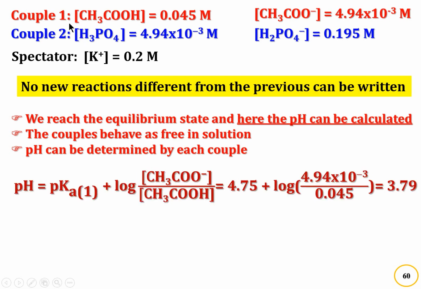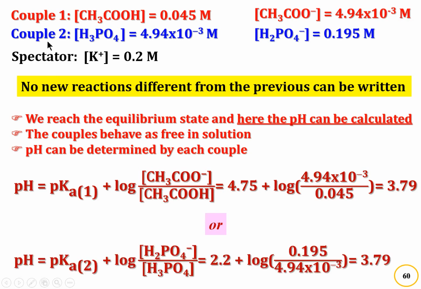If we use, for example, couple 1, we apply the Henderson formula: pH equals pKa of couple 1 plus log of acetate at equilibrium divided by the acetic acid at equilibrium. We put pKa and the concentrations in their values. We obtain a pH equal to 3.79. And if we use couple 2, we also apply Henderson: pH equals pKa2 plus log of base at equilibrium divided by the acid. We put the values and we obtain the same value of pH.